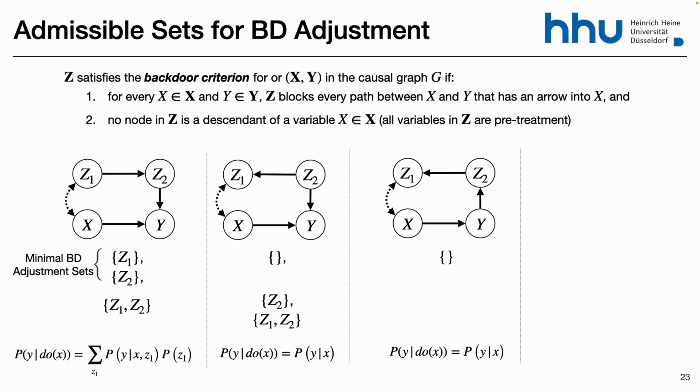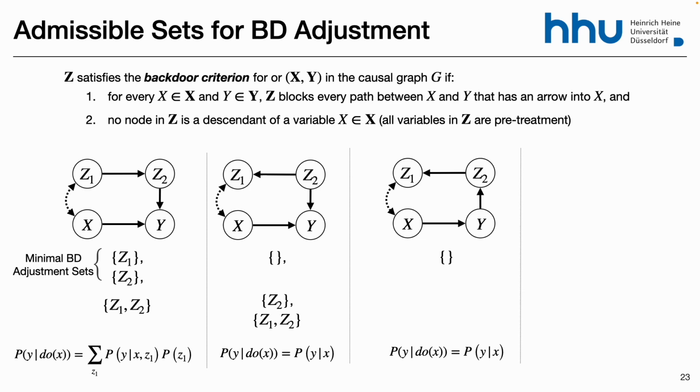So this is a case where the minimal admissible set is the empty set, right? Because the confounding path is not open, so we don't need to condition on anything. The empty set is sufficient. So the interventional distribution is the same as the conditional of Y given X. The observational conditional probability of Y given X is also the interventional distribution of Y given do X. So it's a case where you don't need adjustment, it's just the same as the observational conditional probability.